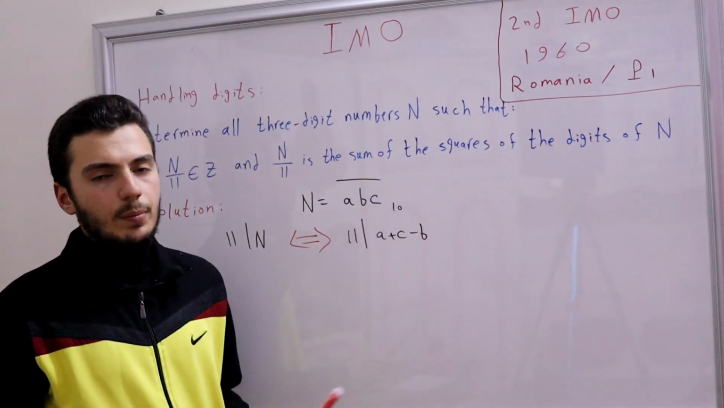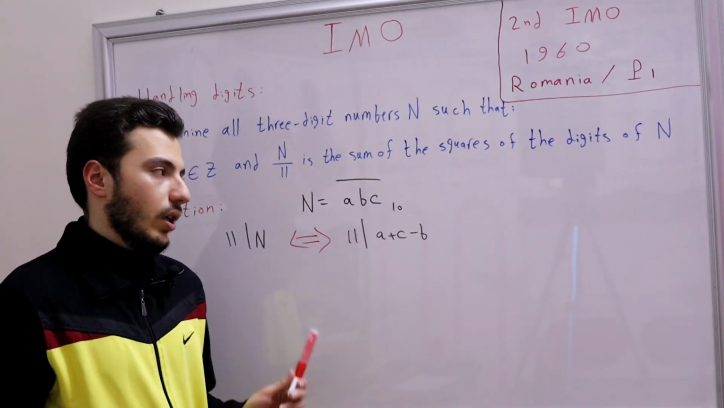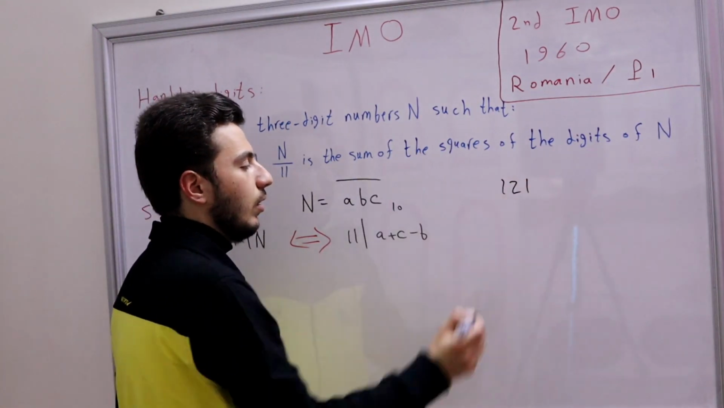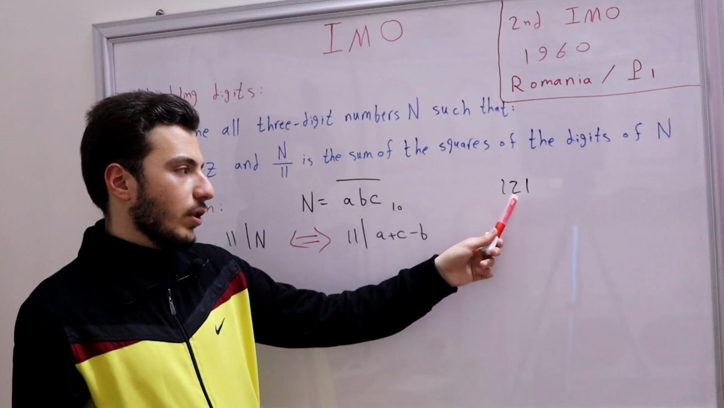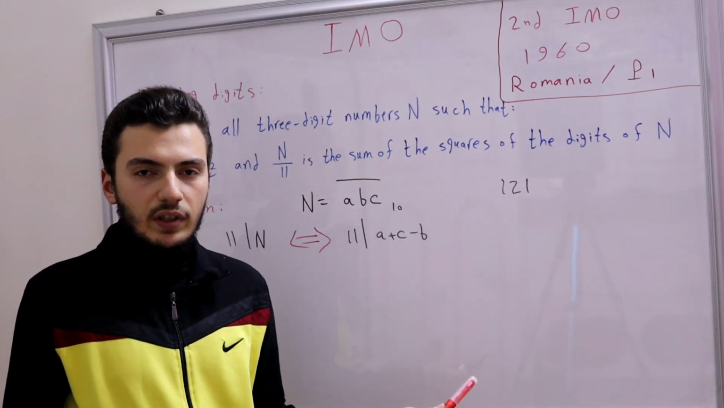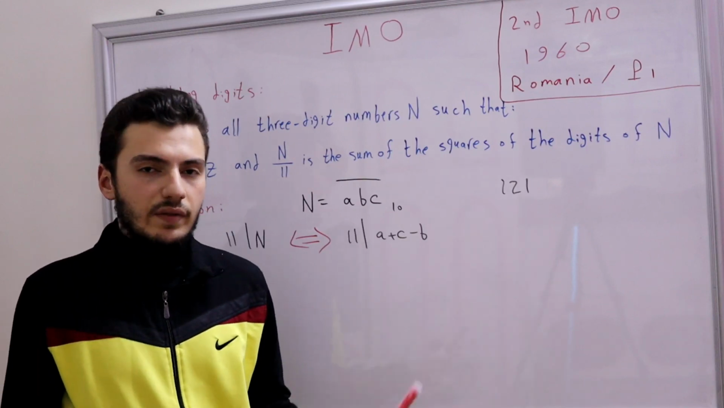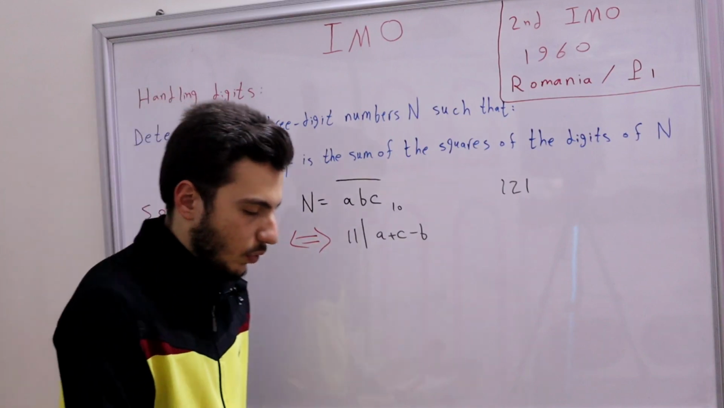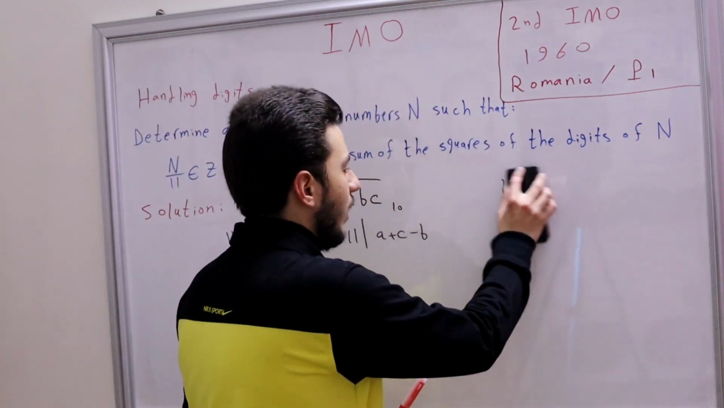For example, if we want to check whether 11 divides 121, what do we do? We say 1 plus 1 is 2, minus 2 is 0, but 0 is a multiple of 11. So that means that this number is divisible by 11. And indeed, it is just 11 squared. Okay, so let's erase that.